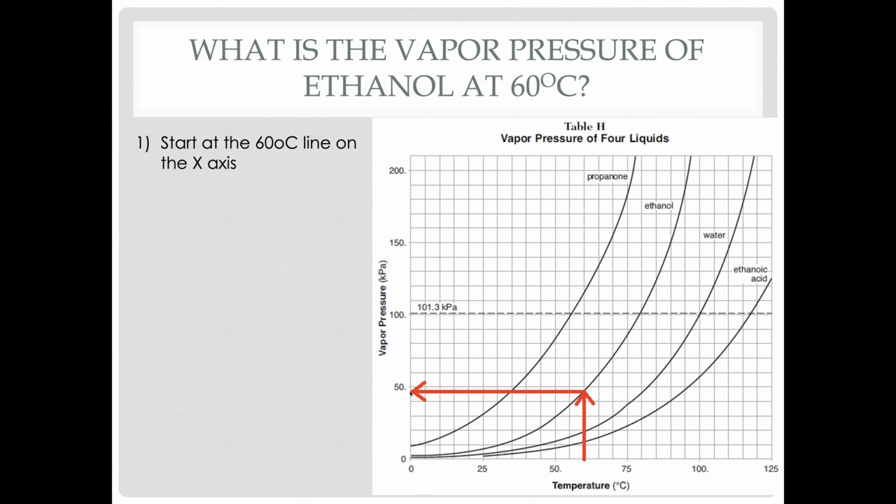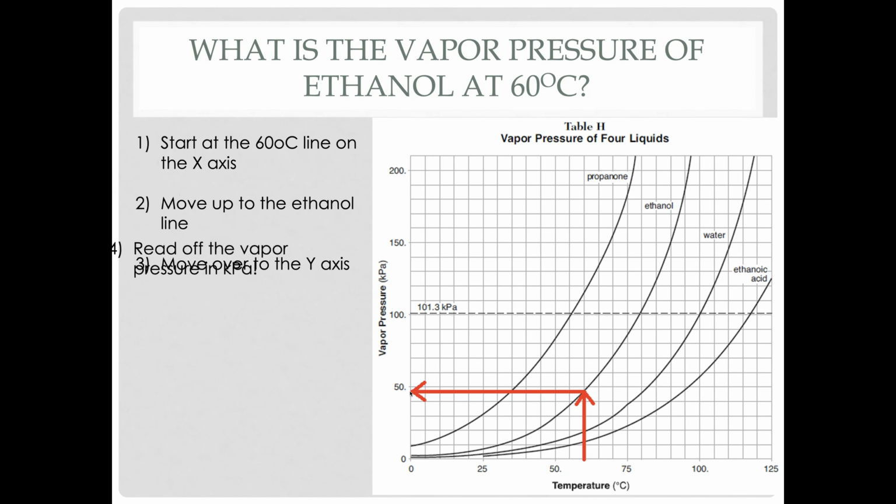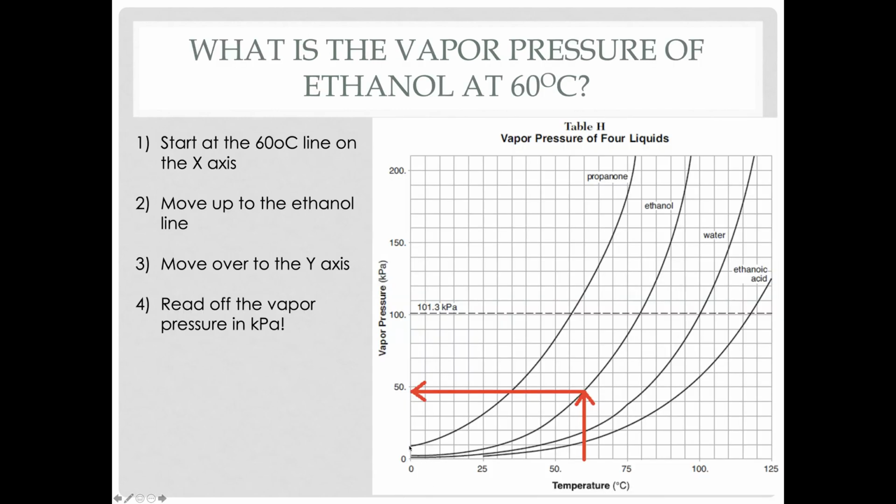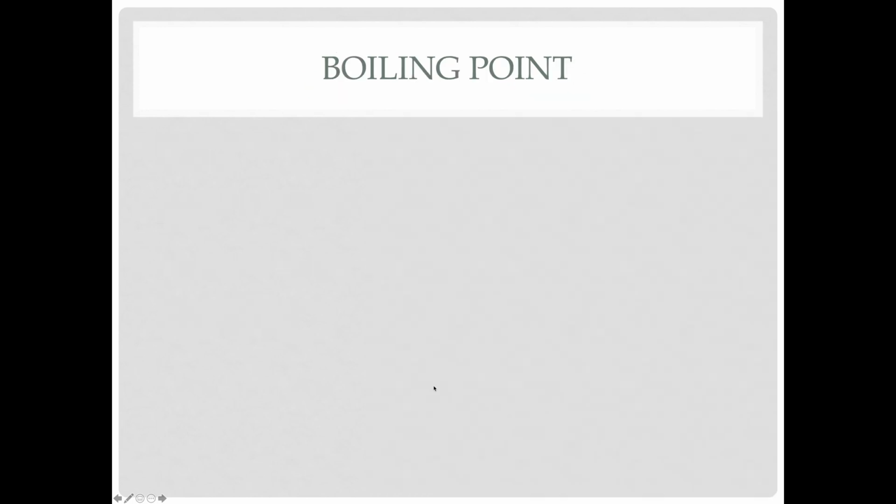And so we start at the 60-degree line. We move up to the ethanol line. We move over to the y-axis, and then we estimate, like we would with any measuring device, the vapor pressure. And because this is marked to the tens, we can estimate to the nearest ones. So 47 or 48 would be okay. 46, maybe pushing it a little. Definitely not 42, definitely not 49. Now, we can do that for any of these liquids.